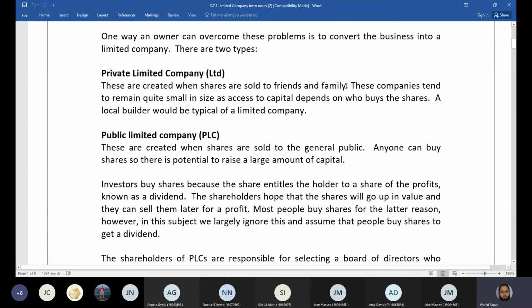Now, this is a bit baby language when we say friends and family. It's not always friends and family. It's anybody they invite specifically, by invitation. It could be individuals. It could be another company. We just summarize and make it simple and say friends and family. A bit babyish, but you'll see textbooks saying that as well.